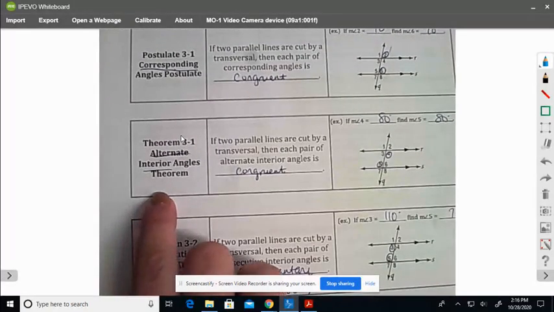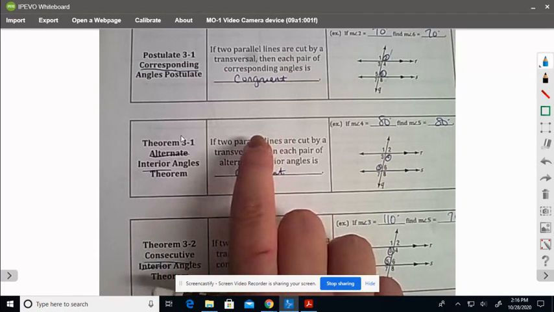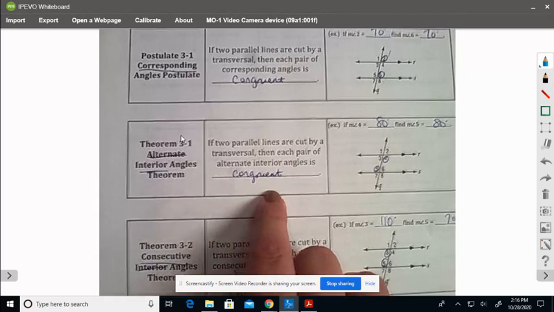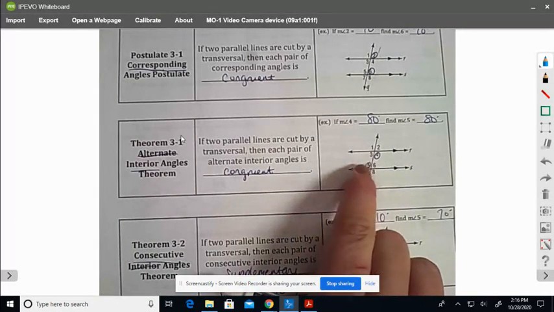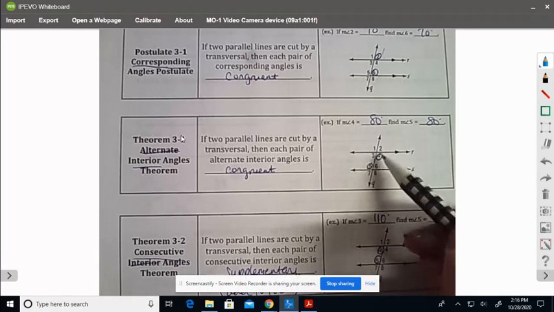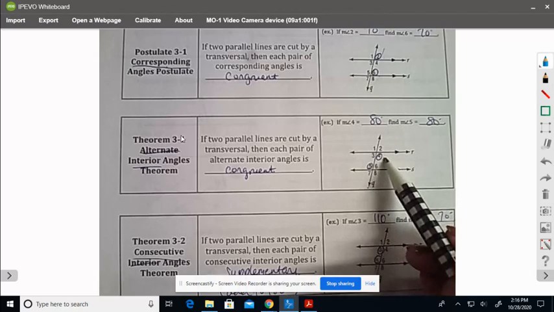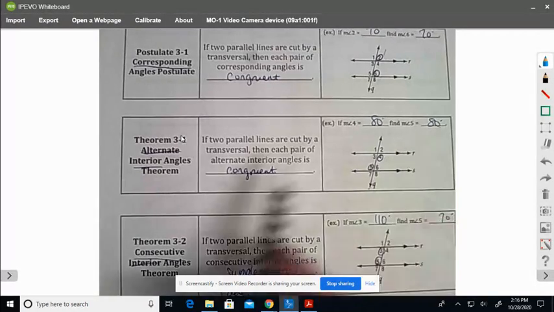Next up, we have our alternate interior angles. My alternate interior angles are congruent. An example of this would be 4 and 5. They're both interior. Alternate means they're on opposite sides of the transversal. This is my transversal. So if I tell you that angle 4 is 80, then angle 5 is also 80 because they are congruent.